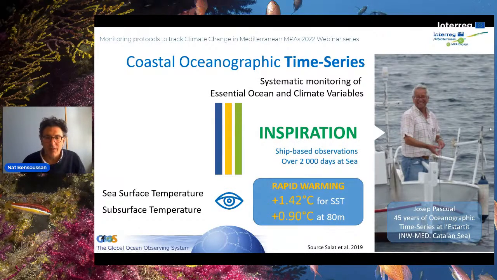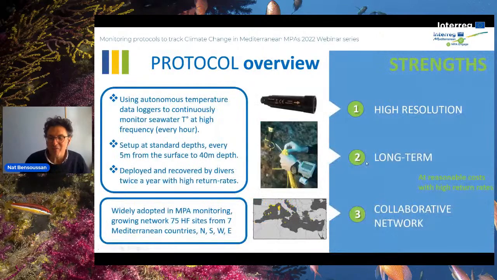And his observations are very illustrative of what's happening and of the pace of the high rates of change we are facing in the Mediterranean, showing over the past 45 years almost 1.5 degrees of warming for the surface temperature. And this is not limited to the surface, as it's 0.9 degrees C warming at 80 meter depths. So based on this, and since we are not all Joseph Pascual, a man who spent over 2,000 days at sea for this monitoring, in TemetNet we rely on progress made in electronics and autonomous devices.